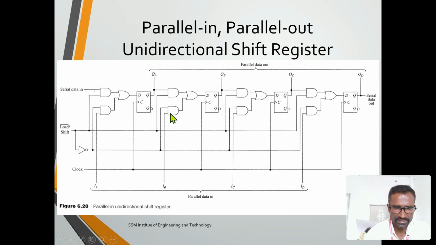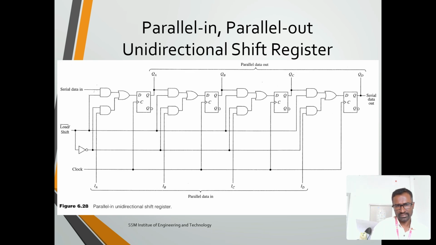For every flip-flop, both AND gates are connected in the same way. For the third flip-flop, it is load and shift. For the fourth flip-flop, it is load and shift. One of the inputs of one AND gate is connected to load, and one of the inputs of the other AND gate is connected to shift. Another input is the serial in, and another input is the parallel data in. So by enabling the load and the shift, we can do multiple operations in a single shift register.